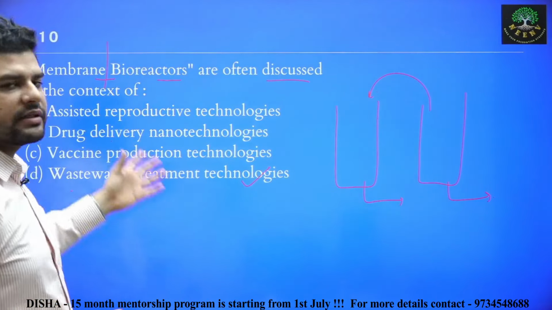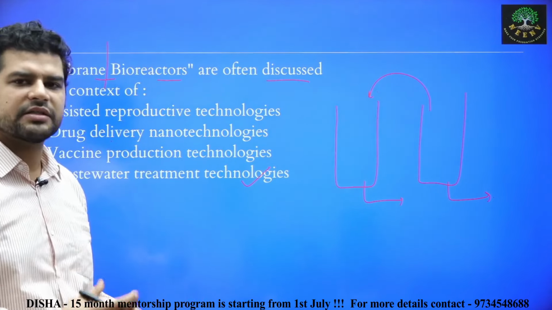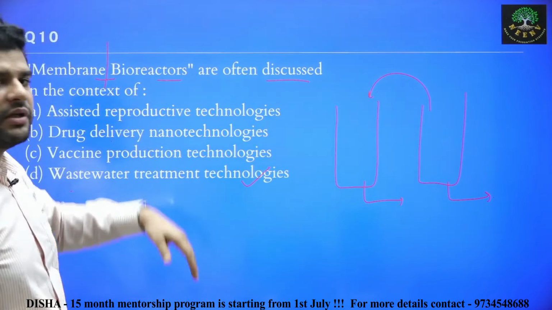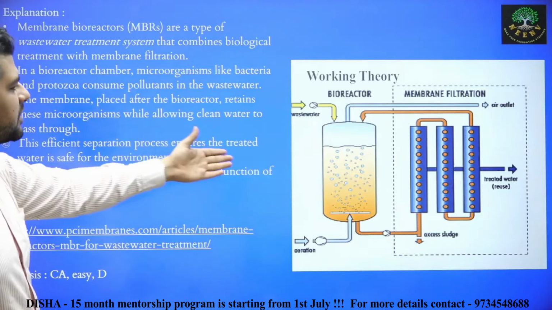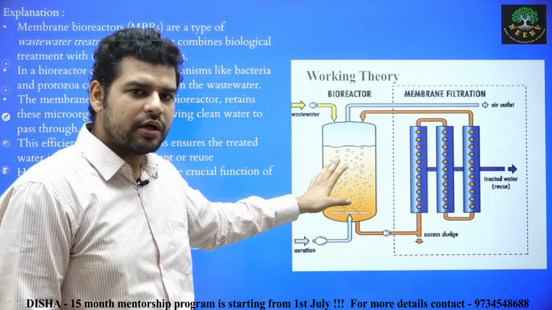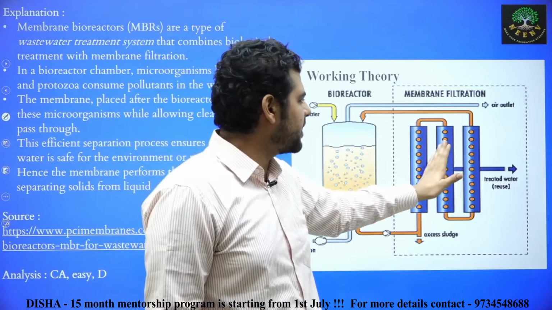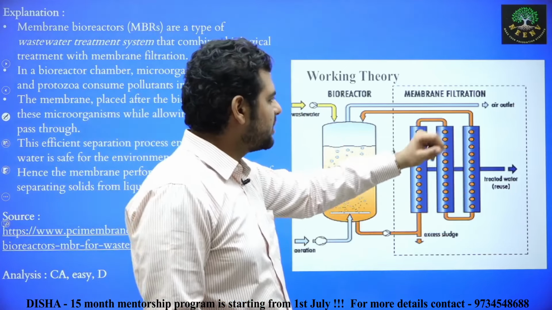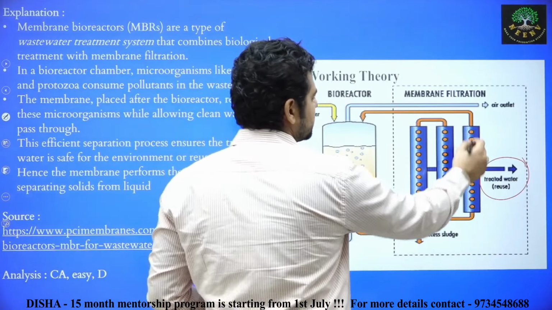Benefit of this is that a separate classification unit is not needed. The membrane will classify between solids and liquids, right? So this is how it looks. This is the bioreactor. It has bacteria, protozoa. It acts on the sewage, and then that is sent to the membrane filtration, and then the water is taken out and the sludge is sent back.